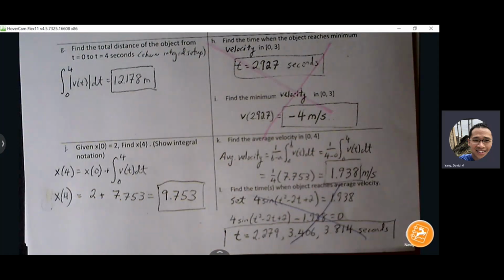Okay, and then finally, part K says find the average velocity. So average velocity is the average value theorem. We just go through the formula: 1 over b minus a, times the integral from a to b of our function. So 1/4, my a is 0, my b is 4. So 1/4 of my displacement. I already have this value, 7.753. I just take this divided by 4, and I get 1.938. I'm looking for average velocity, so my units will still be meters per second.